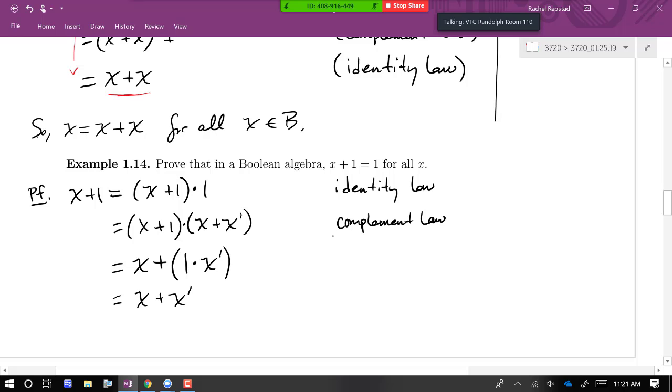Let me catch up with my reasons here. This is the distributive law, and then the identity law. And as we've already observed, if I take an element and add it to its complement, we get 1. So again, we've started with x plus 1, we maintained equality throughout, and we get 1 at the end.